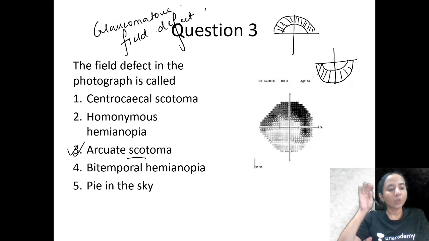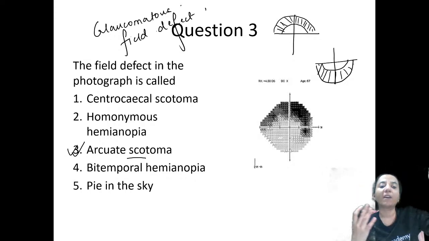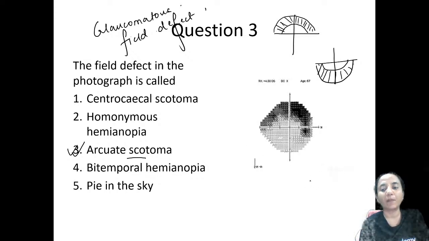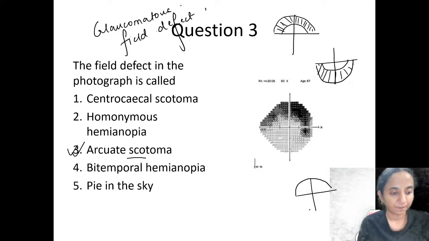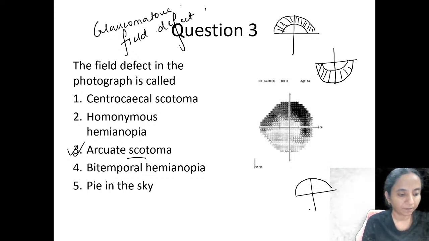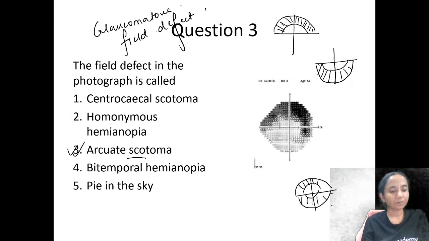So the picture here is a superior arcuate scotoma. Similarly, you can have an inferior arcuate scotoma also. And if you have an arcuate scotoma above and below both, then we call this a double arcuate scotoma. So in advanced stages, you can have a scotoma above and a scotoma below also. That is called a double arcuate scotoma. So superior arcuate, inferior arcuate, double arcuate. These defects are respecting the horizontal meridian and they are glaucomatous field defects.